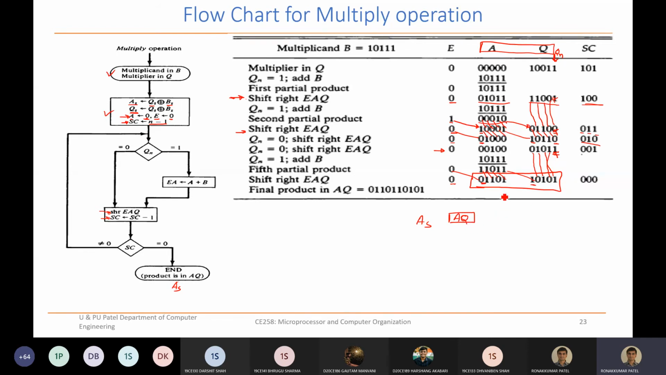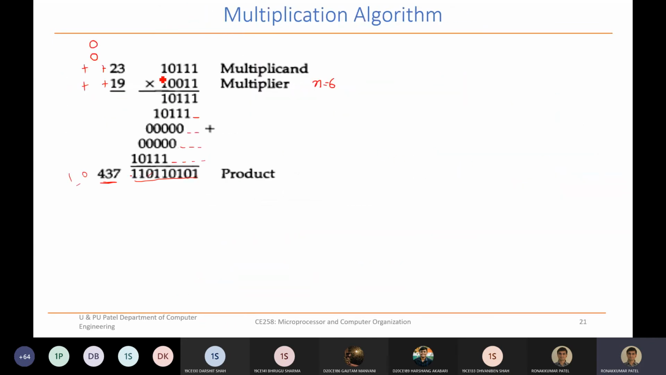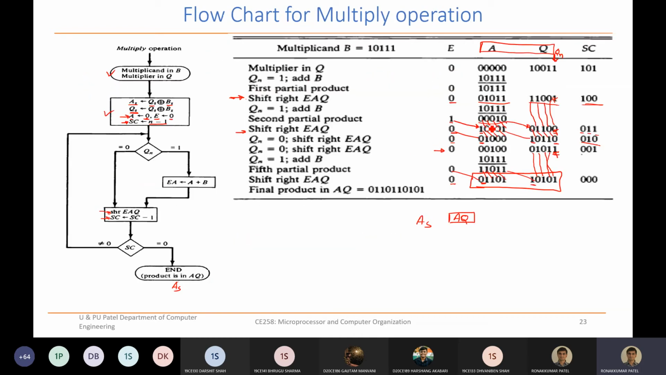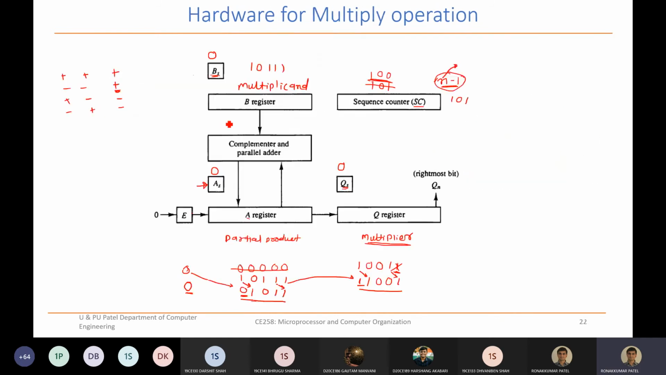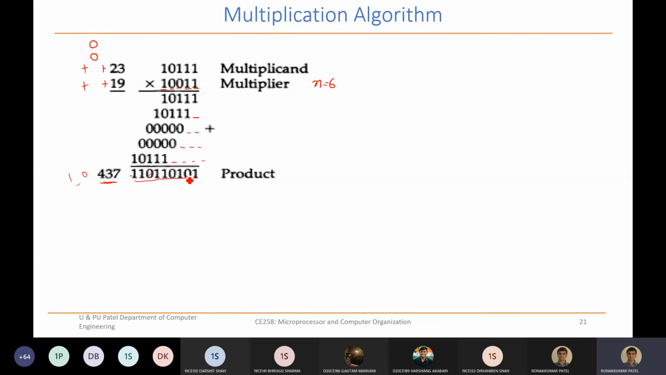So if you carefully observe, the multiplier, 1, 1, 0, 0, 1, we were taking that multiplier as the least significant bit, and we are using the other bits for storing the partial product. Wherever the partial product came, it was stored. So initially we'll get this one, then we are shifting right. This way we are forming our product.